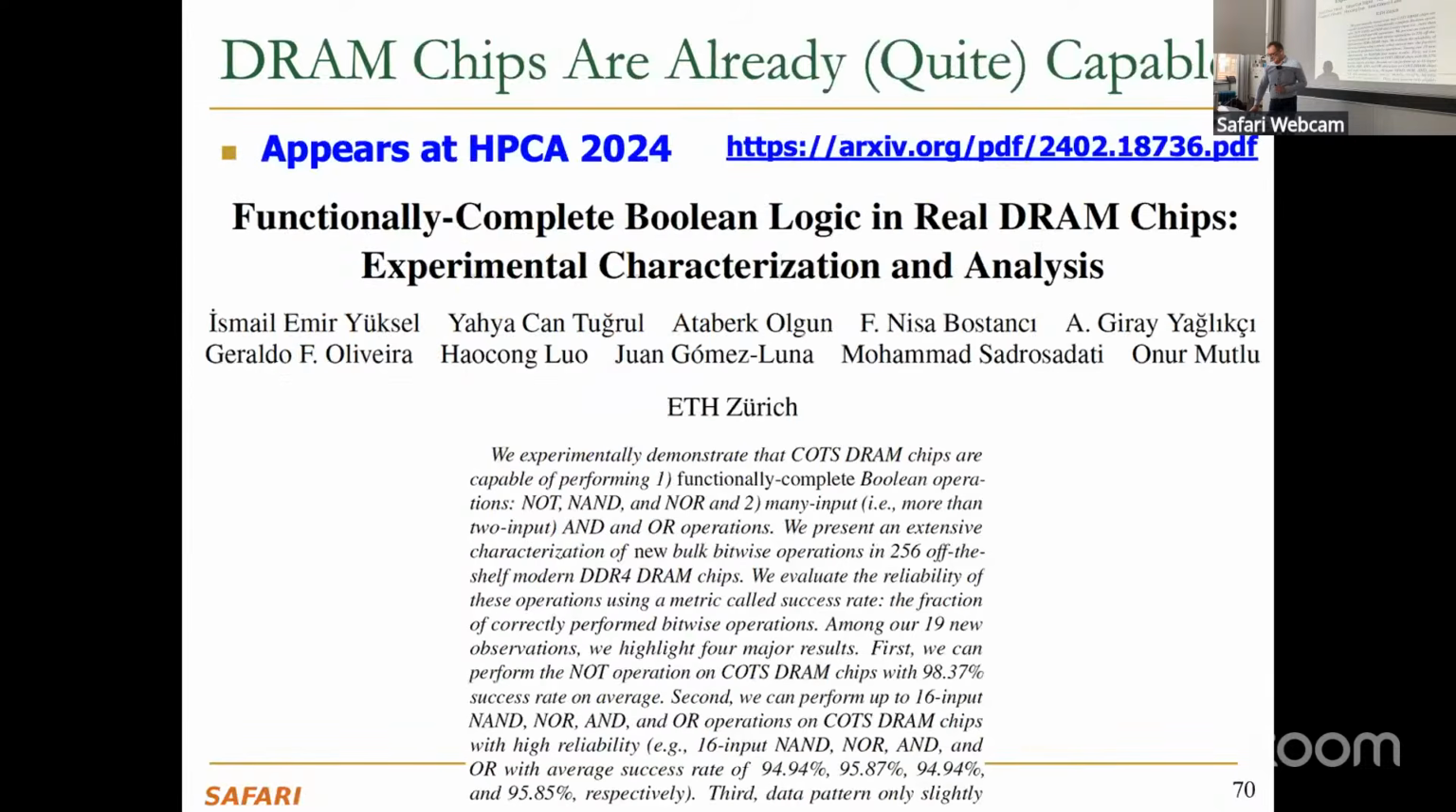Okay, so Ismail, who is sitting over there silently, has done a lot of work in this area. I'm going to talk about some of the things that he's done. This is also an HPCA 2024 paper. Essentially, real DRAM chips are even more capable than what was demonstrated until this work.